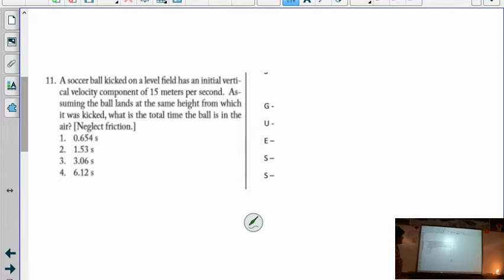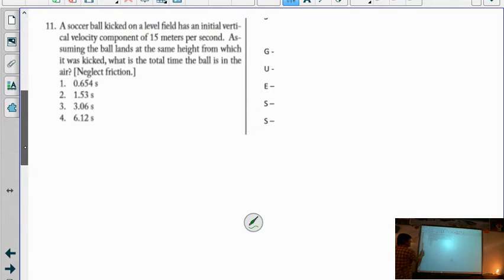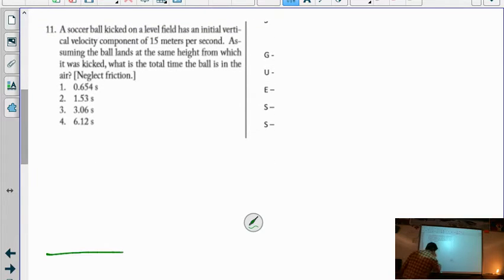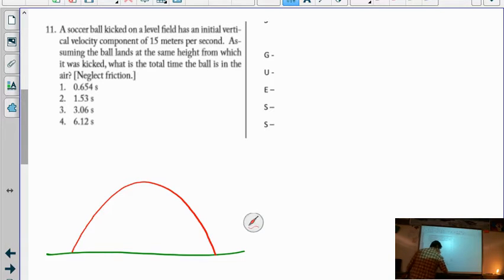Okay. Then we come to number 11. A soccer ball kicked on a level field has an initial vertical velocity component of 15 meters per second. Assuming the ball lands at the same height from which it was kicked, what is the total time? So, sorry, I'm going to move this here and draw a picture. Soccer ball is kicked, comes up and down.